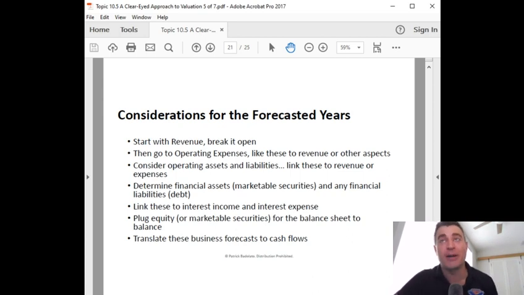So you're not estimating interest expense on your own. You're just saying, I'm estimating what I expect their needs for debt to be, and then I'm combining that with the cost of debt capital to get interest expense.